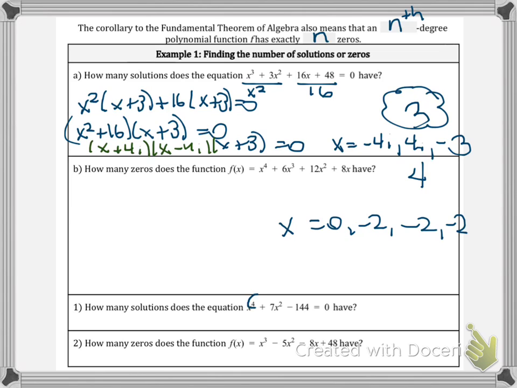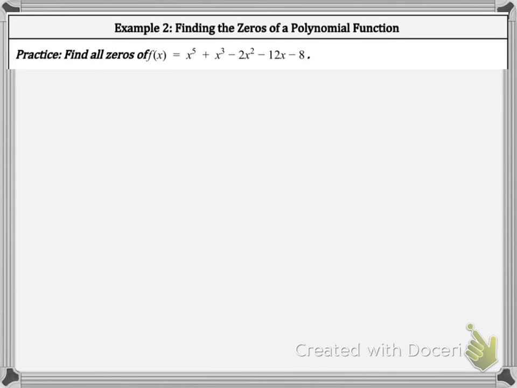So if you solve for this, it would have 4 solutions, and the next one would have 3 solutions. And again, you didn't have to solve for it. You just had to find how many solutions there were. Now let's actually go into solving.